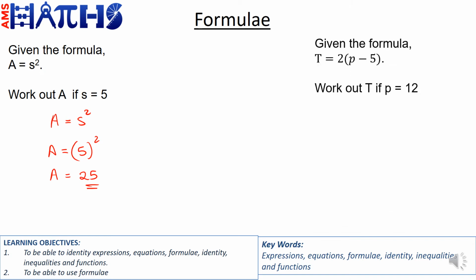Another example, given the formula T equals 2 bracket P minus 5 close bracket, we need to work out T if P is 12. So we write our formula T is equal to 2 open bracket P minus 5, and they've told us what P is, so we can substitute that to work out T. So T is equal to 2 bracket P is 12 minus 5. T is therefore equal to 2 bracket 12 minus 5 is 7, so T is equal to 2 bracket 7. Now 2 bracket 7 means 2 times 7, so that means T is equal to 14.